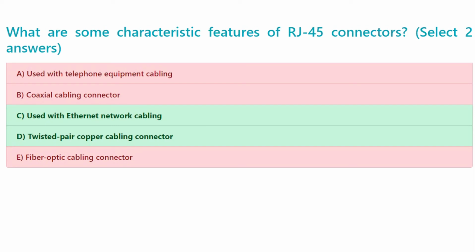The correct answers are C. Used with Ethernet network cabling. D. Twisted pair copper cabling connector.